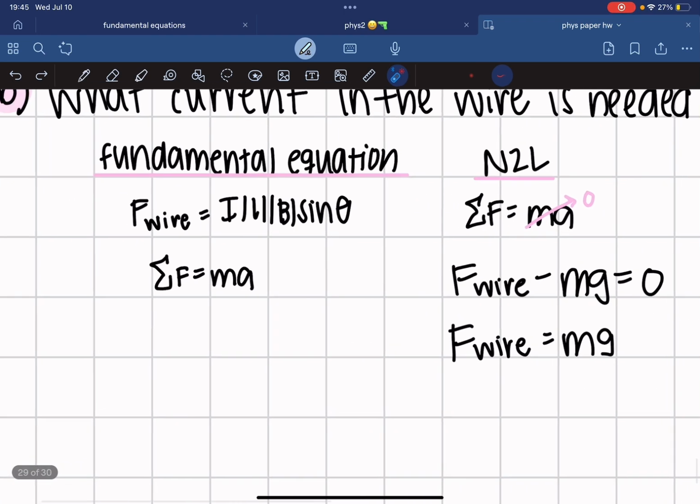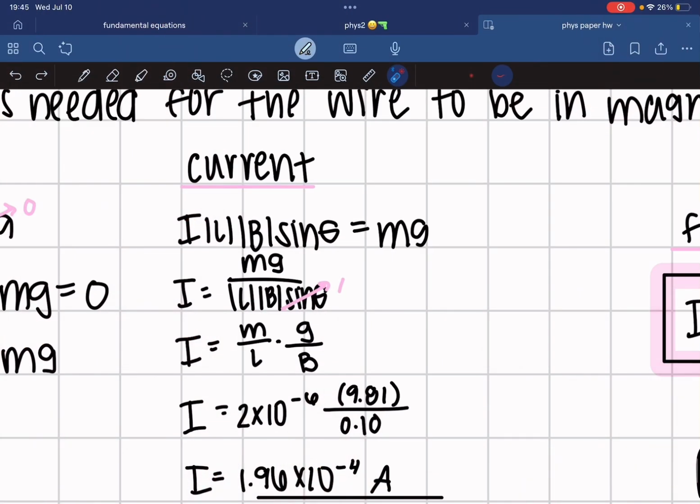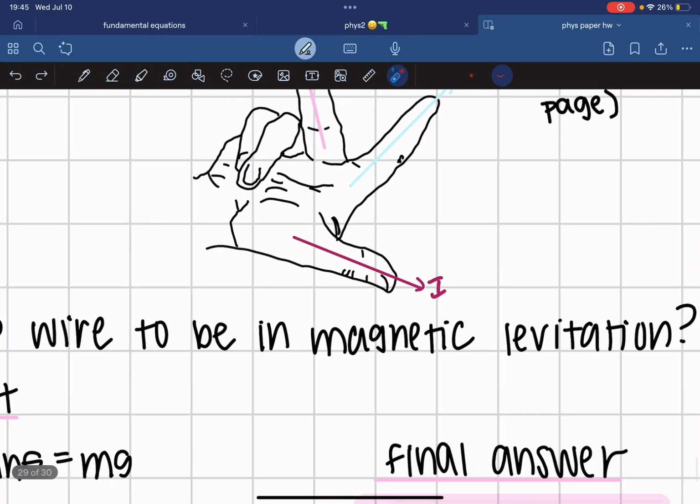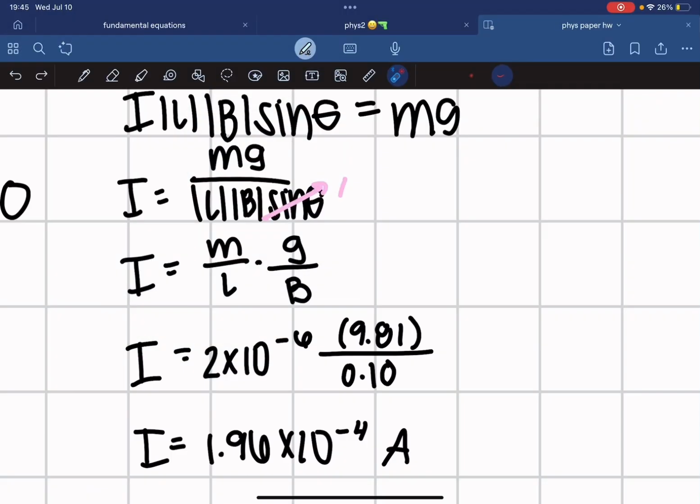As stated previously, our force on the wire is also equal to all of this, so we can set mass times gravity equal to all of this and solve for current. As you can see, our sine of theta is equal to 1. This is because the angle between these two forces is 90 degrees. This results in this equation.